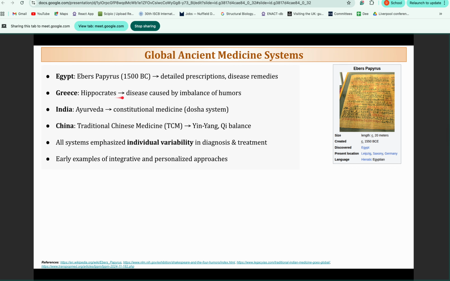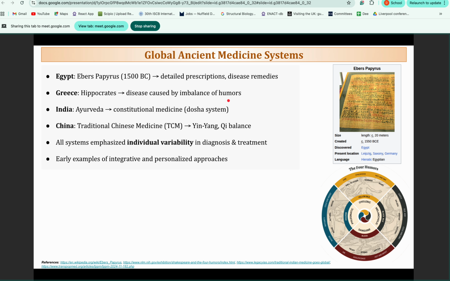Then in Greece, Hippocrates was a scientist who mentioned that disease is caused by an imbalance of humors. As in Ayurveda we talk about the three doshas, similarly in Greece, Hippocrates also talked about four humors, which are yellow bile, black bile, blood, and phlegm.